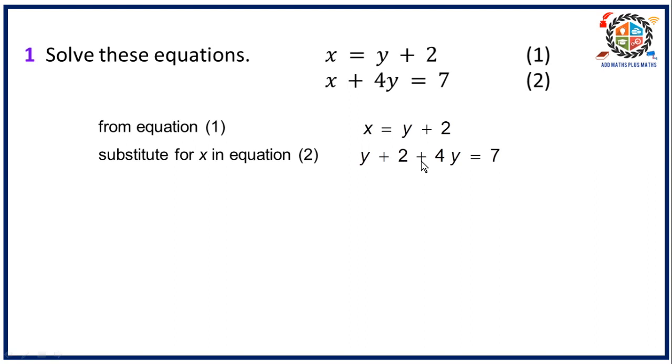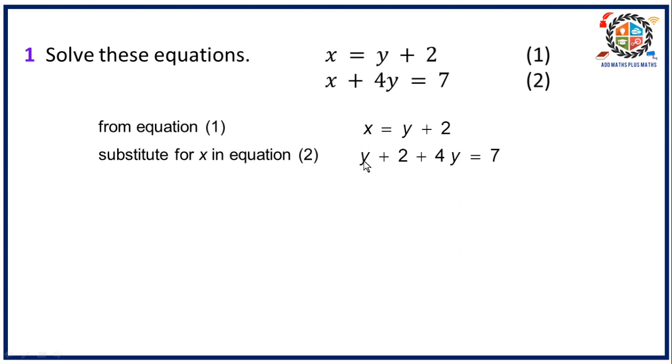y plus 2 plus 4y is equal to 7. So what did I do? Since x is equal to y plus 2, I change this x with y plus 2, then plus 4y, then equals 7. I just basically copy and substitute that x.